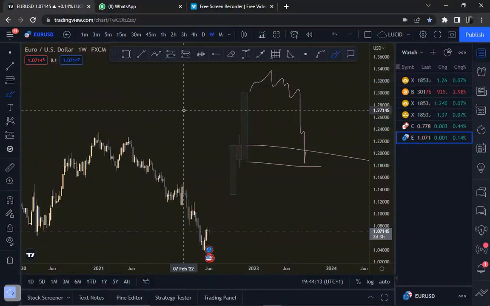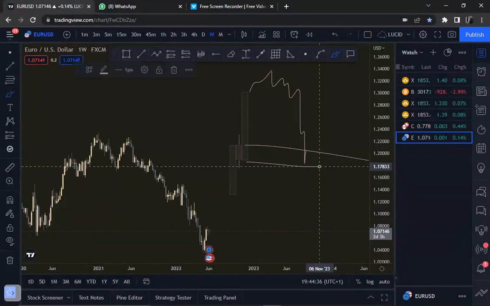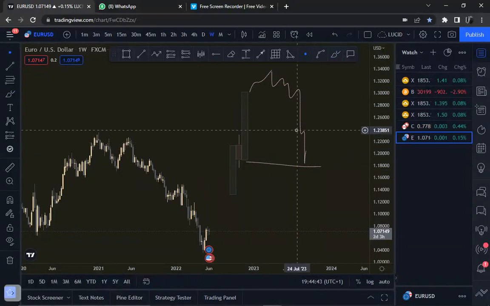So one should take out liquidity. Two should break structure. Three should cause an impulsive movement. Four should be engulfed. That's how you know an order block, right? And these order block candlesticks happen at supply or demand levels, right? So they happen at supply or demand levels.